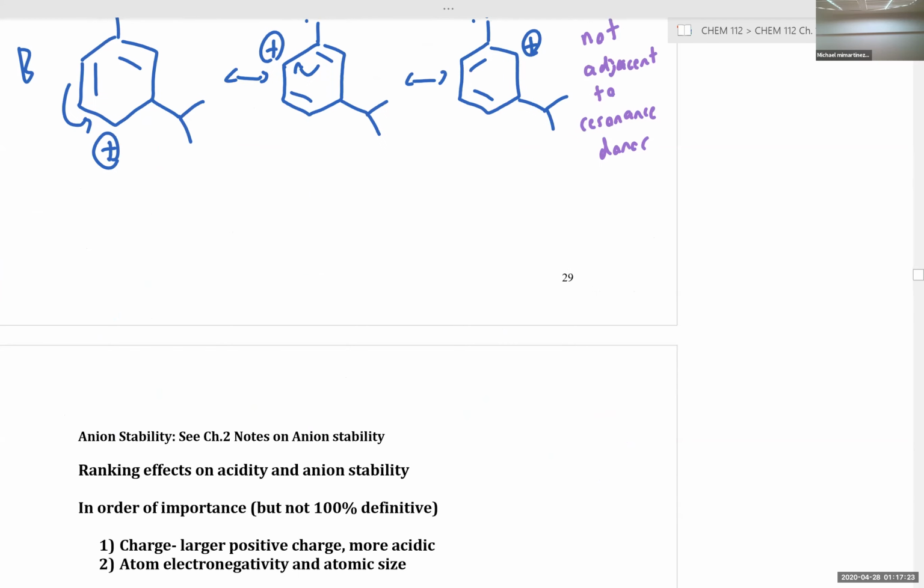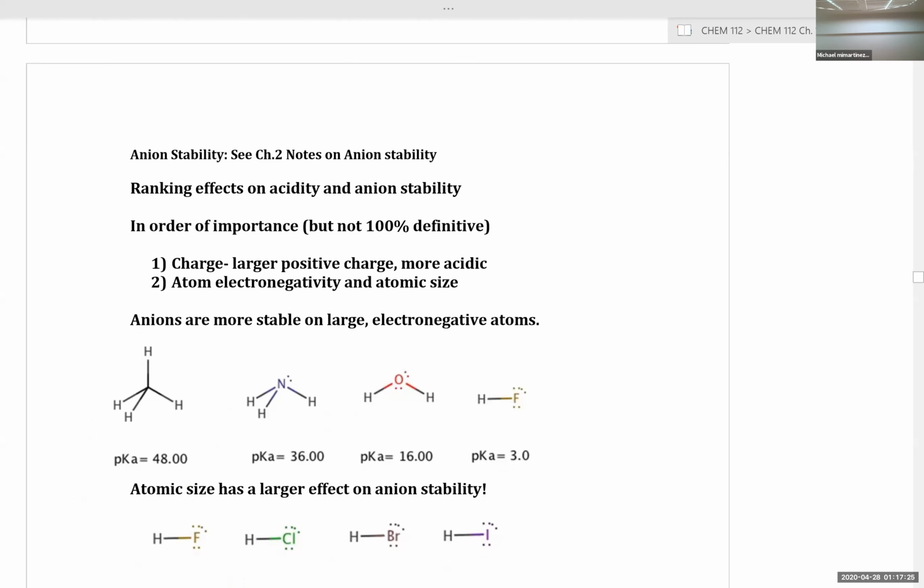Okay, so let's do some more examples. And since we're discussing polar reactions, it's important that we review this idea of anion stability. And I'd like you to see the chapter 2 notes on anion stability. So everyone remembers this from our discussion of acids and bases, and we'll just discuss in order of importance. First and foremost, charge effects. So the larger the positive charge, the more acidic our species is.